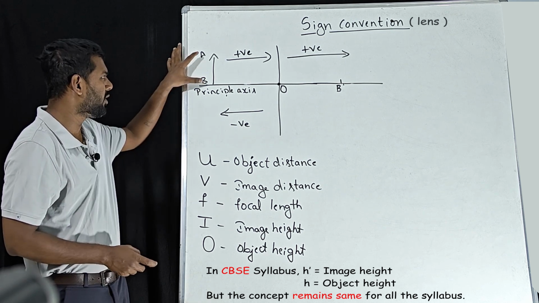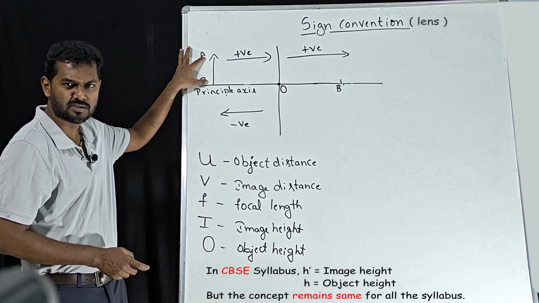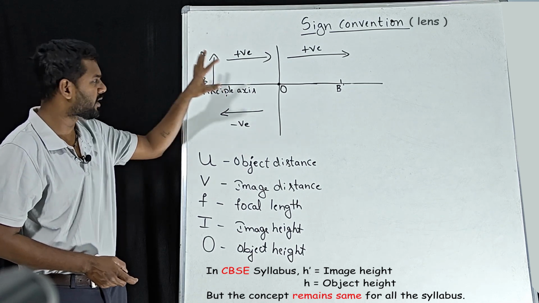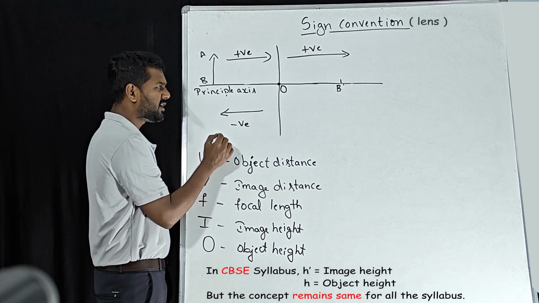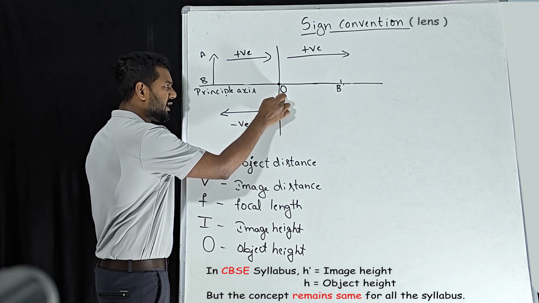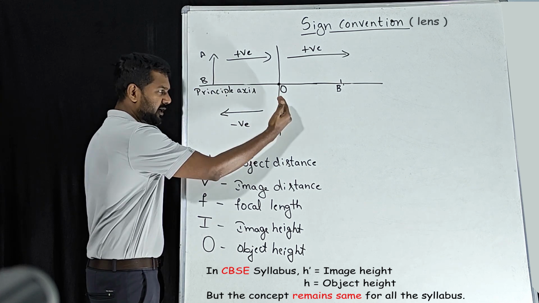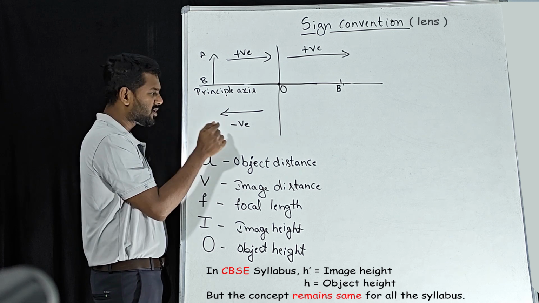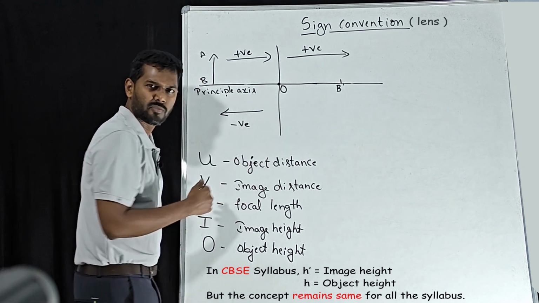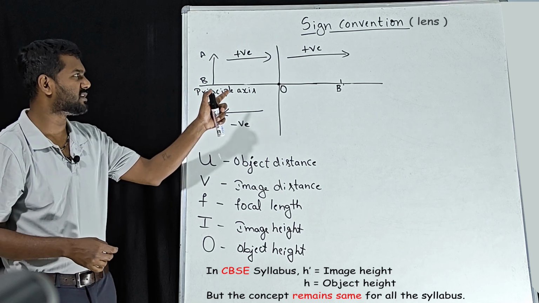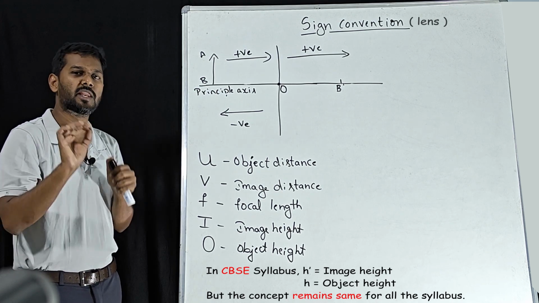Why? Because U we are going to place it here only, in front of the lens. Whether it is convex or concave, we are going to place it here only. So always U means object distance. Object distance is from the optic center to the object. It is in this direction, so it is always considered as negative. Anything in that direction is always considered as positive. I'll give you some examples, then you will understand.